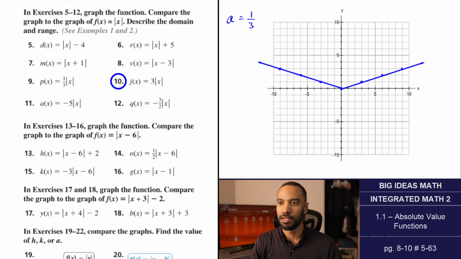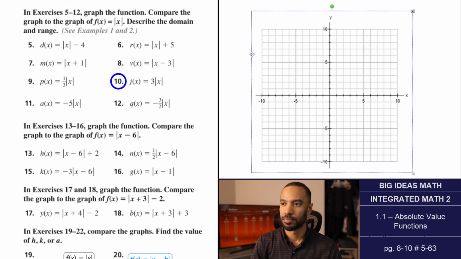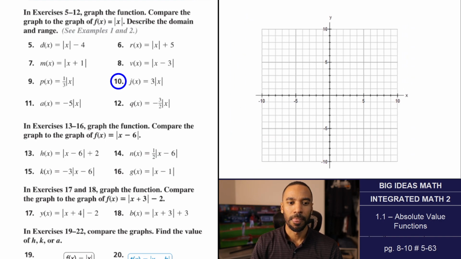All right, number 10. I have to paste these in each time. That's the only problem. J of x equals 3 times the absolute value of x. This time the a value is 3. The h and k are 0, so we're going to start here again.